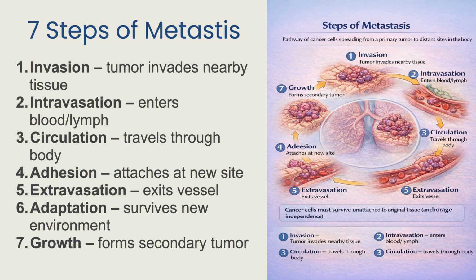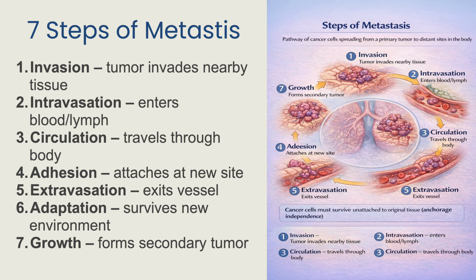Now let's talk about metastasis. Metastasis occurs in 7 steps, beginning with invasion and ending with secondary tumor growth. Cancer cells enter blood or lymph vessels, and once anything enters the blood, it's going to circulate. Same thing with lymph vessels. Now they travel throughout the body, adapt to new environments, and establish new tumors. And this is how it spreads.